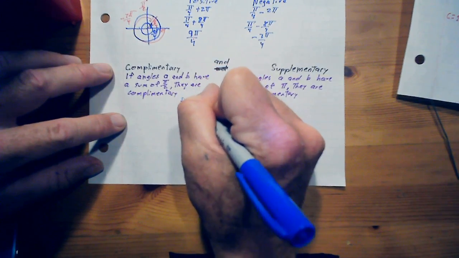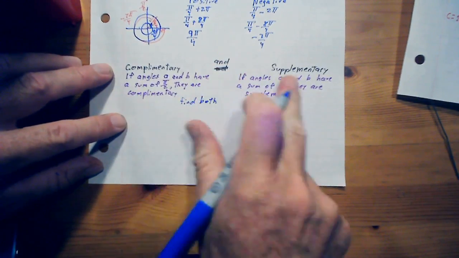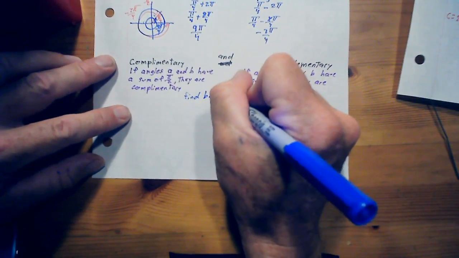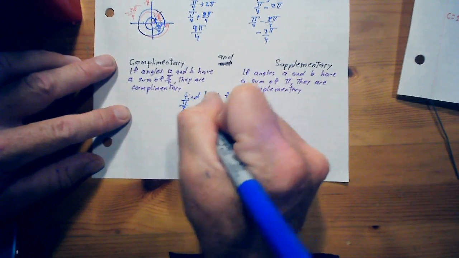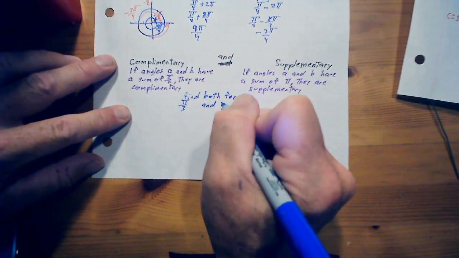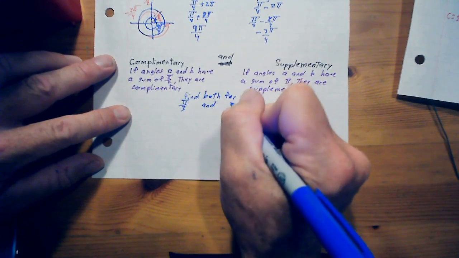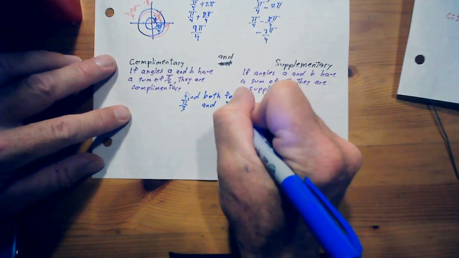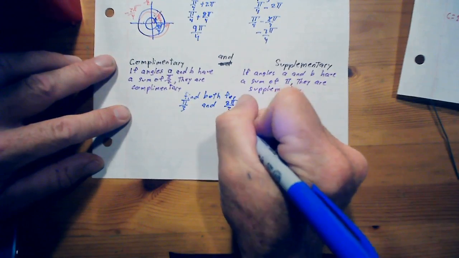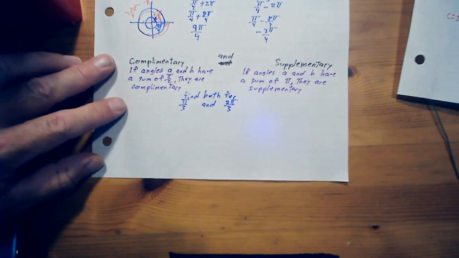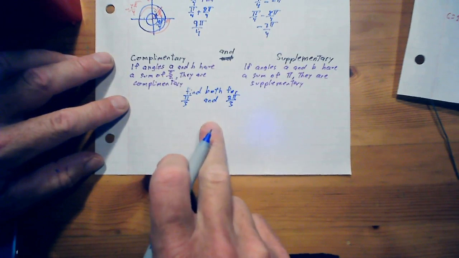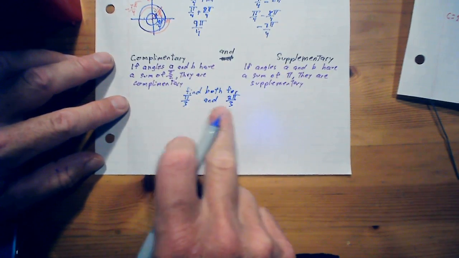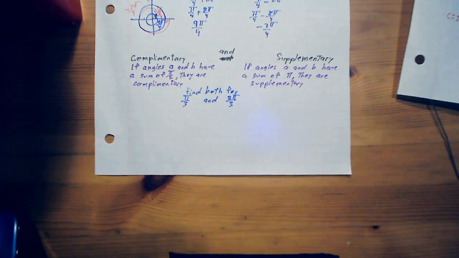find both. I don't feel like writing the words again, find both for pi over 3, and how about 2 pi over 3. So find both for those two. Now, I'm not adding these two together here. I want pi over 3 and 2 pi over 3. Let's see what we want to do.